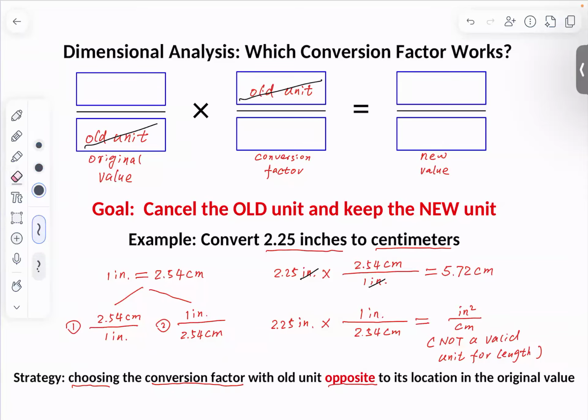For example, we can write 2.25 inches as 2.25 inches over 1. In this case, you can clearly see the old unit, inch, in the original value is a numerator. So we have to choose the conversion factor with inch as the denominator. So they can cancel out. Therefore, the first conversion factor, 2.54 centimeters over 1 inch, will be the correct conversion factor.